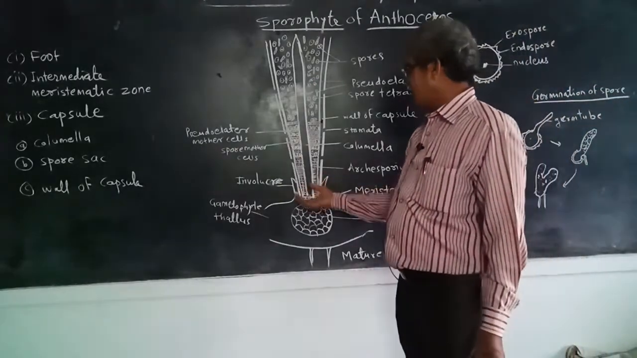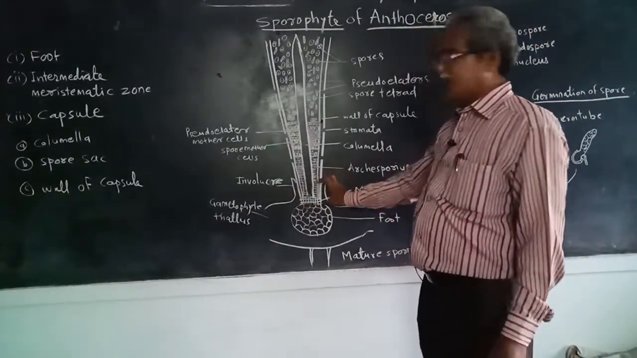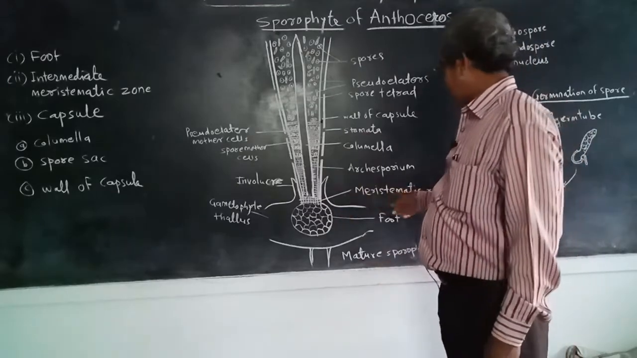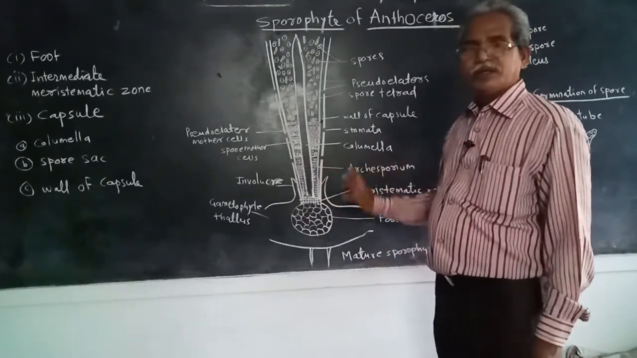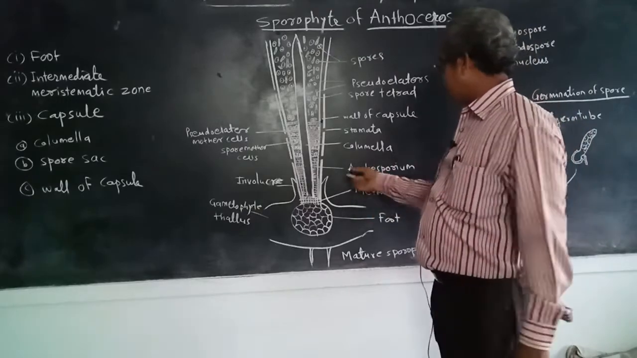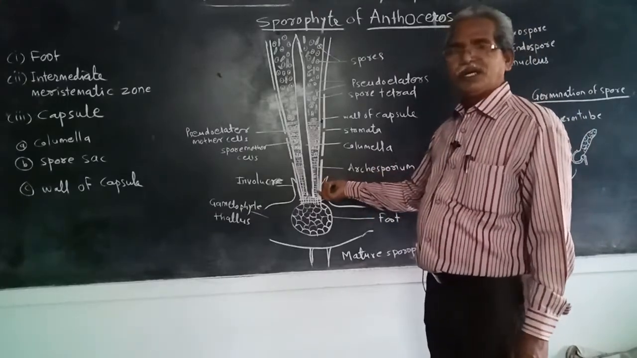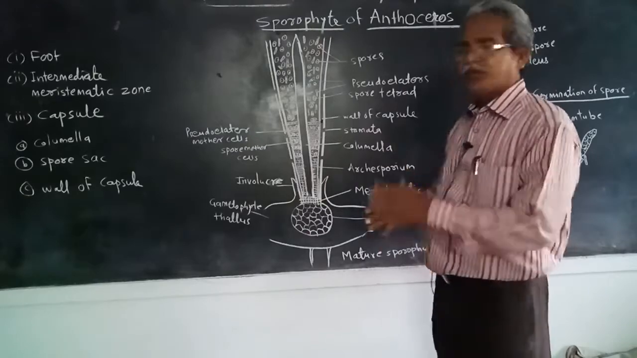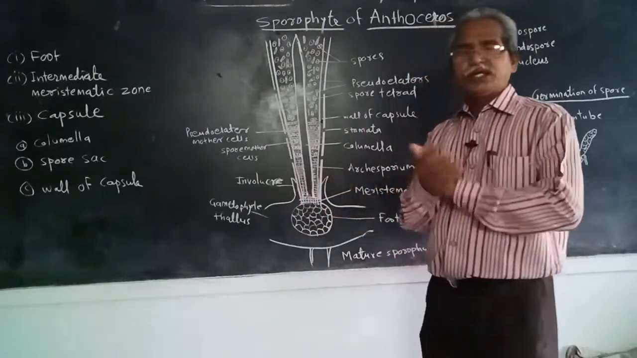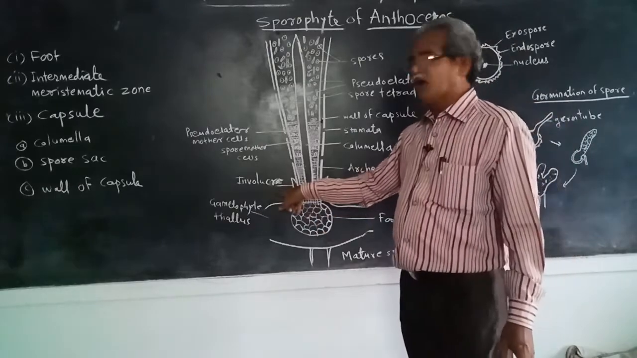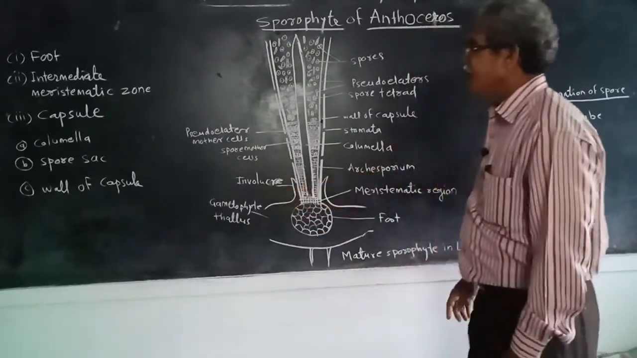Why is it protected? Because at the basal part of the capsule there are the meristematic zone and the sporogenous tissue in the developing condition called archesporium. That's why it remains protected by the protective covering called the involucre.